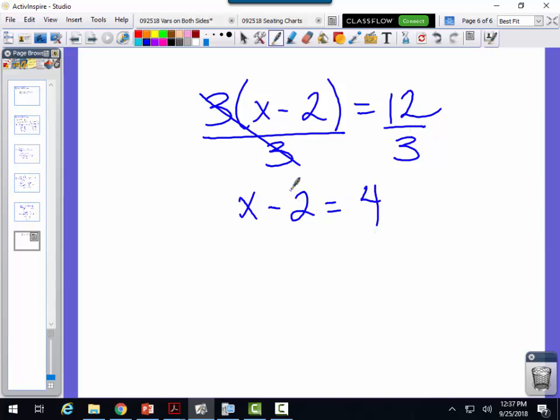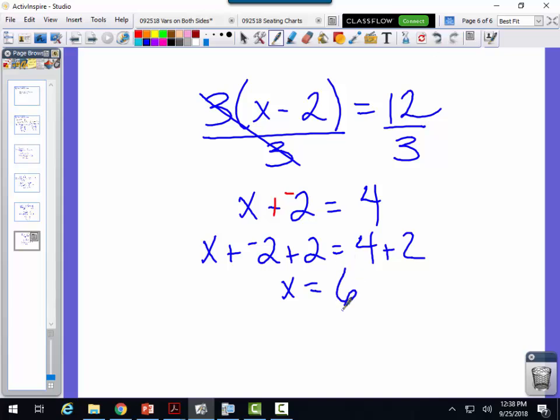Okay, now I'm ready for this minus. So now I'm going to change my subtraction to addition, next number to its opposite. Now I need to get rid of the plus negative 2 by adding its opposite. And I add it to both sides. So then x is equal to, and 4 plus 2 gives you 6. And that's how you solve equations when you have some parentheses involved.